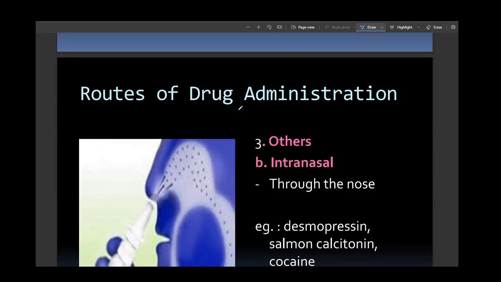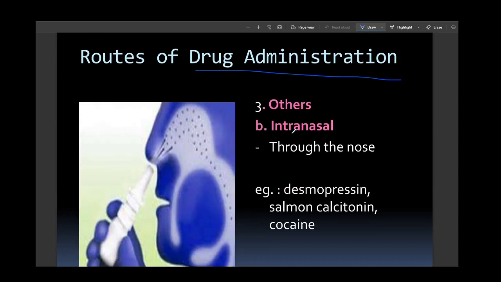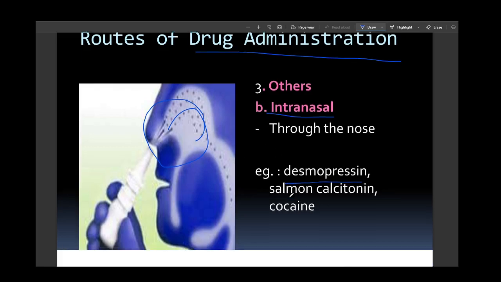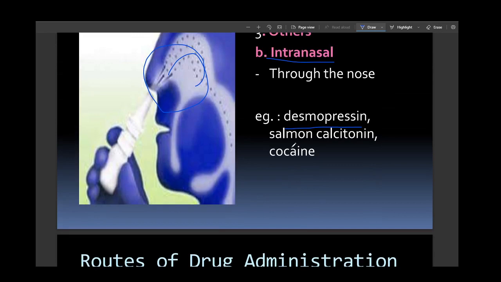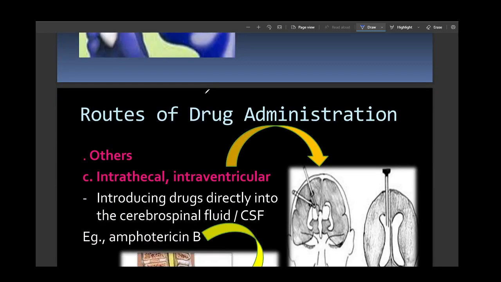Okay, routes of drug administration. Then there's the intranasal, inhaled through the nose. For example, the nasal decongestants, desmopressin, and there can be cocaine. People take cocaine by the intranasal route.